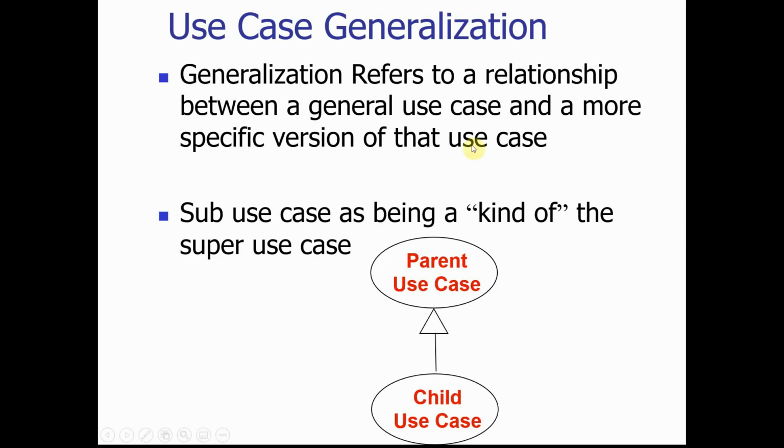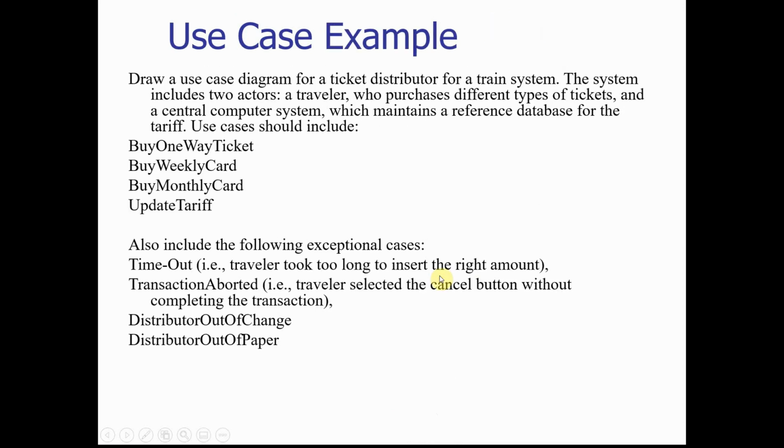The use case diagram can also be very much like the class diagram. You can have a hierarchy. So you can have a parent use case, and you can have a child use case. The child use case is a kind of the parent, and represents a kind-of relationship. Let's work on this use case example. So here I want you to draw a use case diagram for a ticket distributor for a train system.